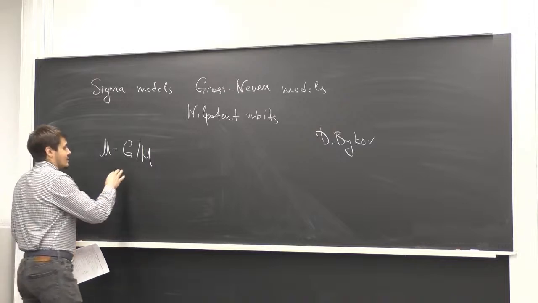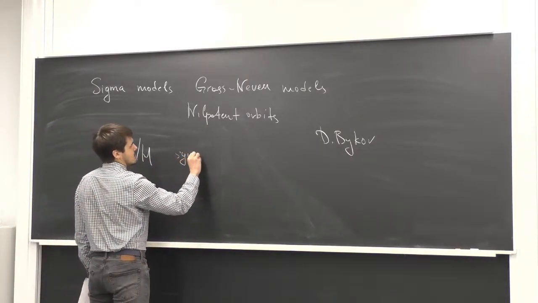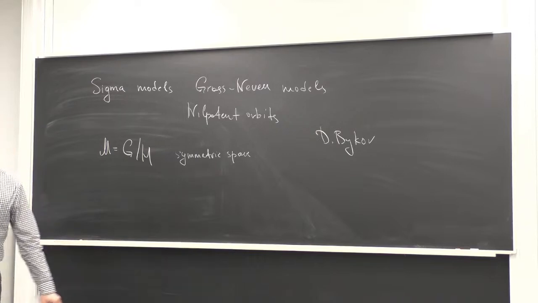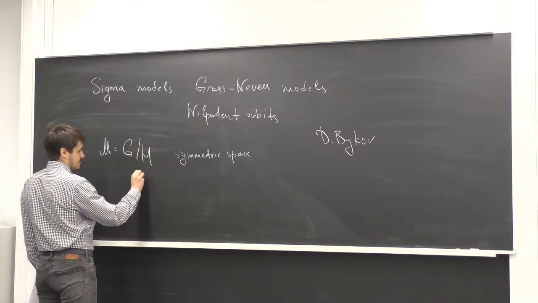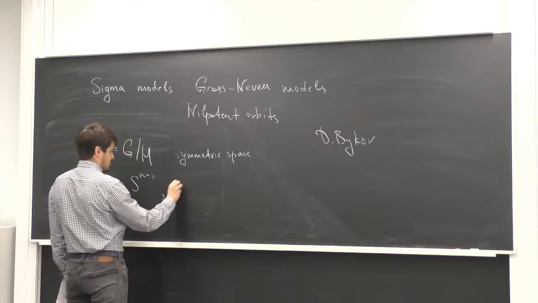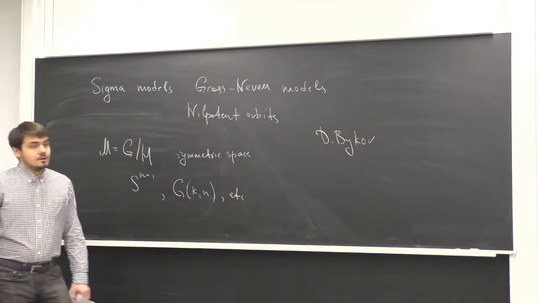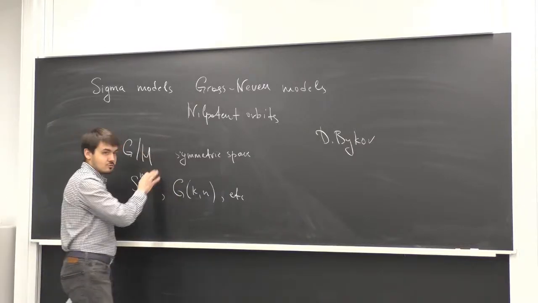So M will always be a homogeneous space also in my talk. In this old work, it was a symmetric space. A symmetric space is a particular class of homogeneous spaces. There's some technical definition. For example, spheres are symmetric spaces, Grassmannians, complex projective spaces. Yeah, these are homogeneous spaces of compact groups, if that's the question.